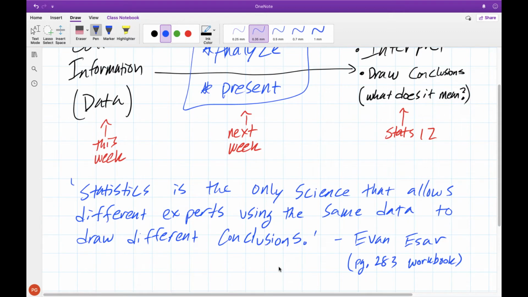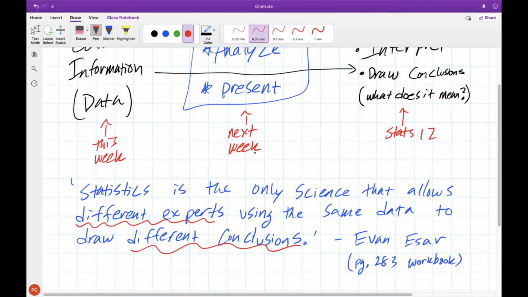I want to share a quote with you that I think is really relevant when thinking about statistics. Evan Esser said that statistics is the only science that allows different experts using the same data to draw different conclusions. It highlights that depending on how you collect your information, how you analyze and present it, it can cause you to draw very different conclusions, even if it's the same data that everyone's using. Page 283 of the workbook has many other quotes about statistics that I would encourage you to read as well.